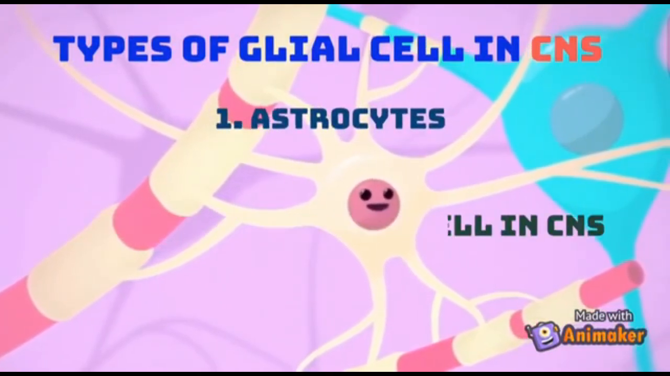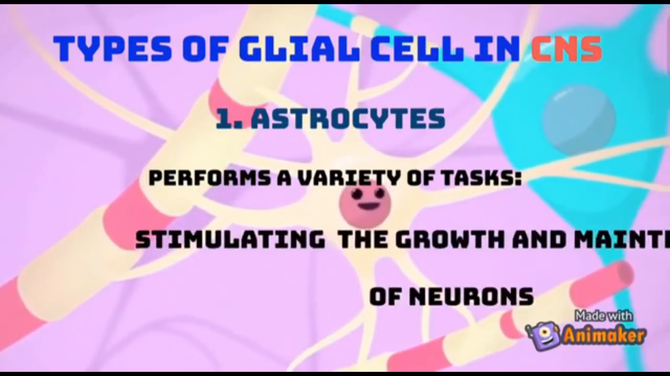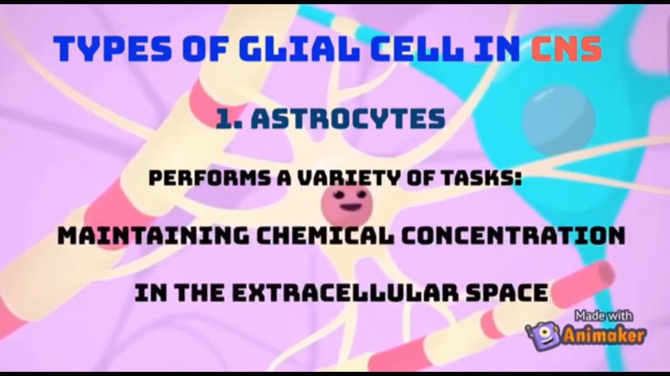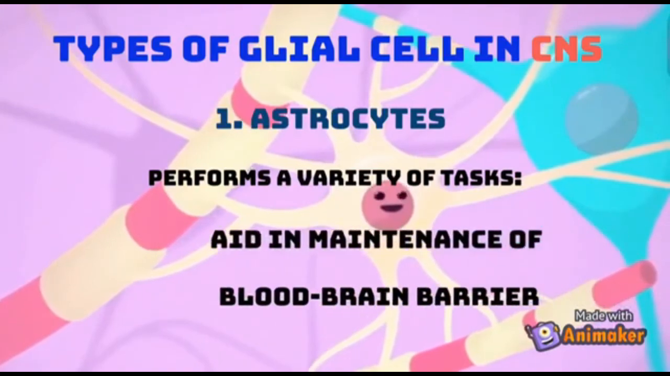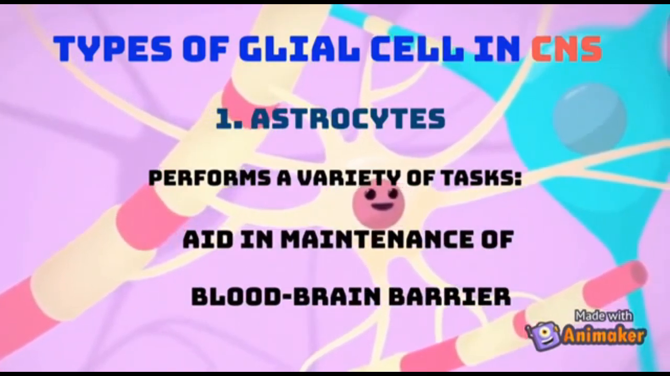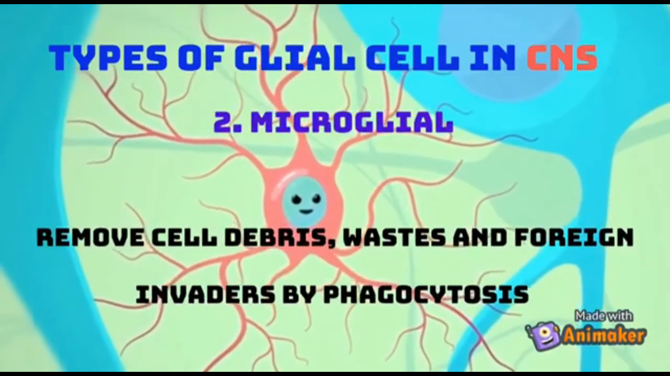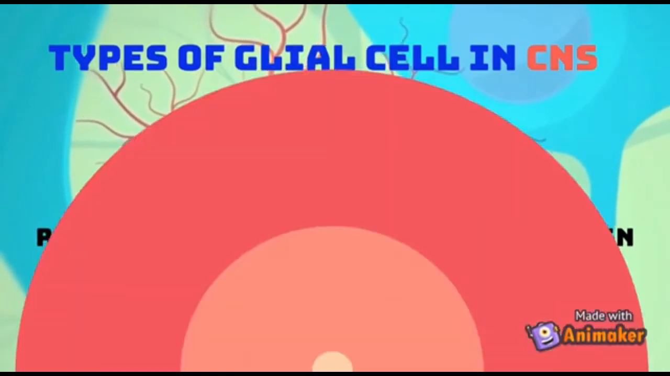Astrocytes are the most abundant cells in CNS and perform a variety of tasks such as stimulating the growth and maintenance of neurons, regulating synaptic transmission within the brain, maintaining chemical concentration in the extracellular space, and aiding in maintenance of the BBB. Second, microglia, a small thorny-looking cell that removes cell debris, waste, and foreign invaders by phagocytosis.